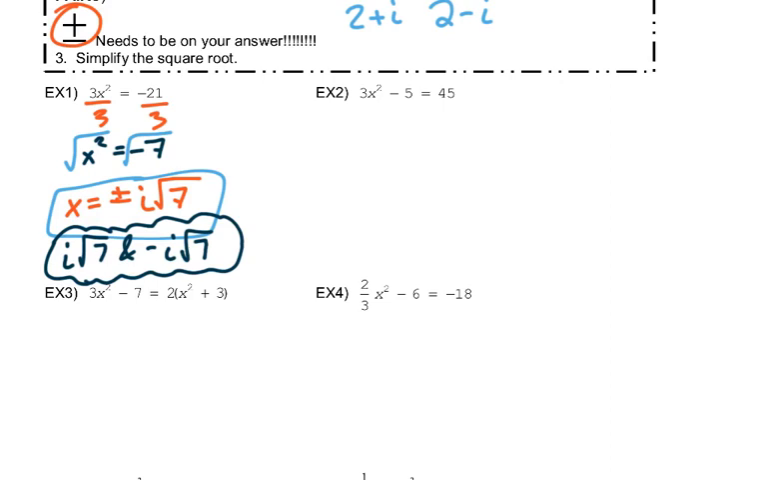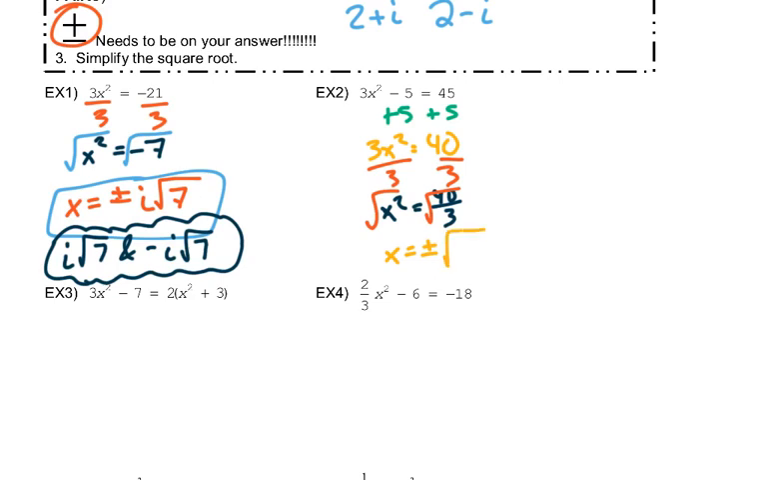Problem 2, we start the same way, trying to isolate our x. So I'll get 3x squared equals 40. Then we want to divide by the 3 on both sides, so we get x squared equals 40 over 3. That's not going to be a nice pretty number. Now we take the square root, and we get the plus or minus options: plus or minus the square root of 40 over 3. I do not see a negative inside, so this isn't actually an imaginary number. It's just going to be weird numbers.